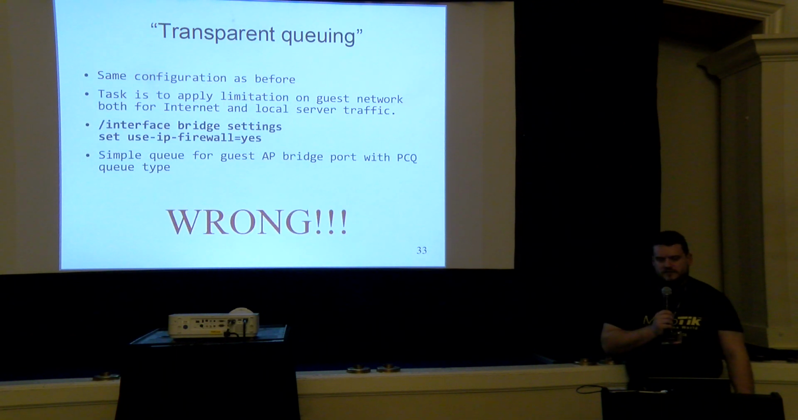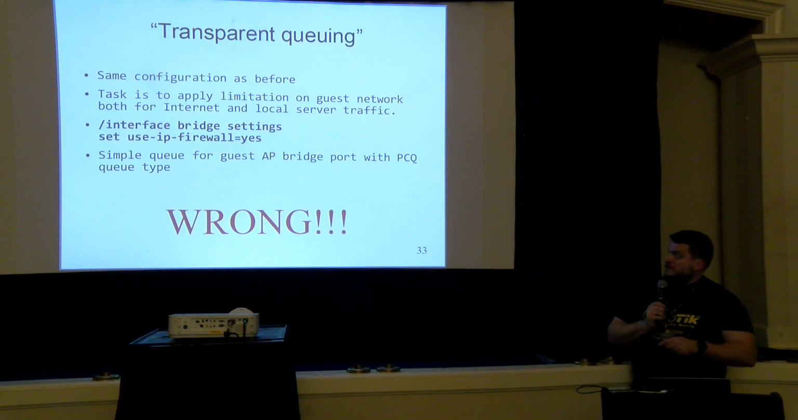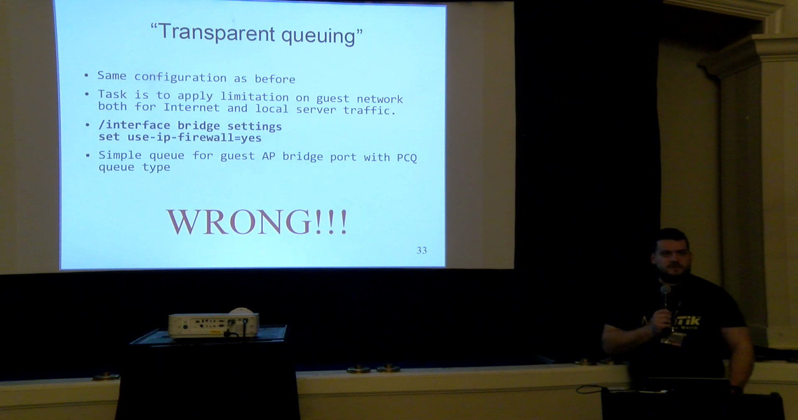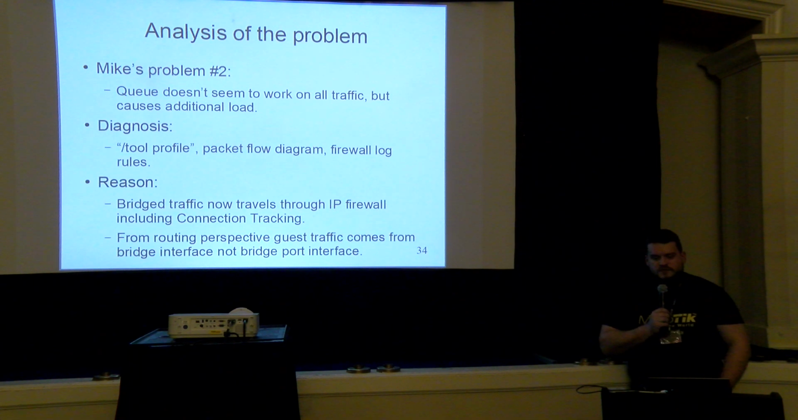So what he does, he takes and enables this, my second favorite option after masquerade, use IP firewall, yes, in the bridge settings, which basically sends all the bridged traffic through the connection tracking, adding enormous load to the device. And he creates simple queues for his guests' APs and applies a PCQ on it. So the problem is, first of all, queues don't seem to work.